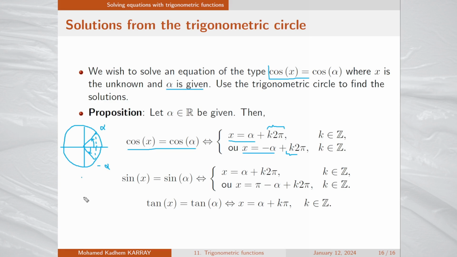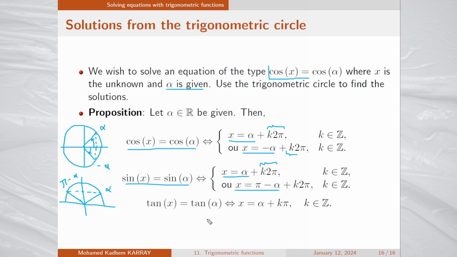Similarly, if we now solve the sine equation, I will plot half of the trigonometric circle. If I take an angle alpha here, we know by the trigonometric circle that alpha and pi minus alpha, which is this angle here, have the same sine. So the equation sine of x equals sine of alpha holds if and only if x equals alpha or x equals pi minus alpha, again with the usual term plus k multiplied by 2 pi.